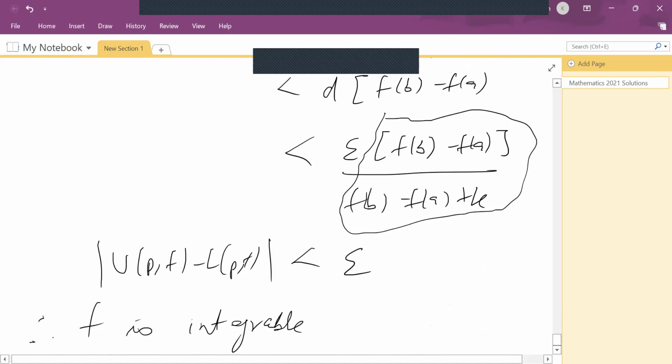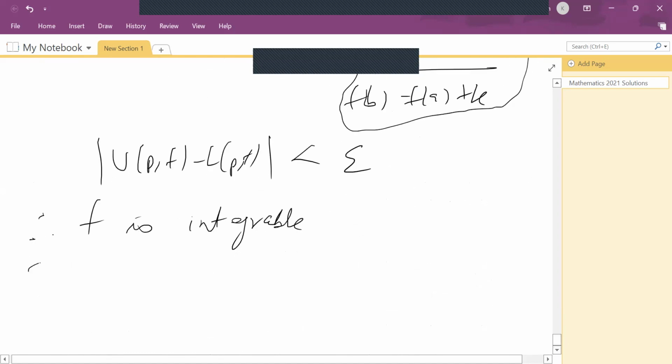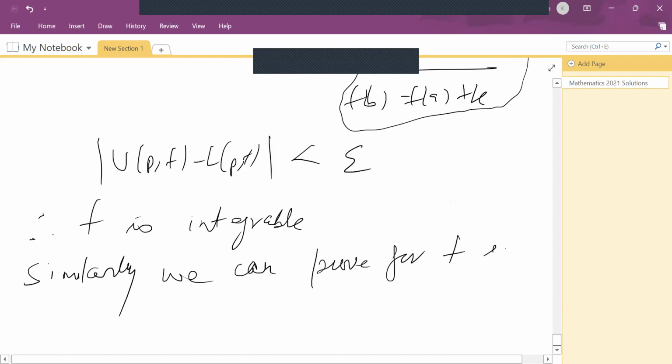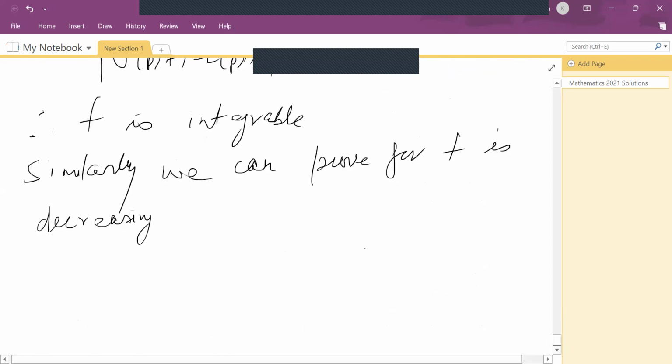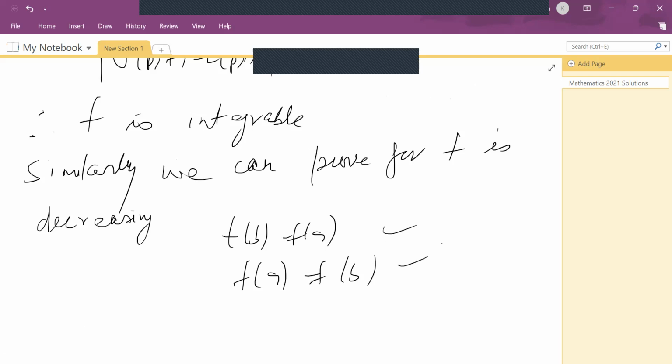So this was for the function increasing. Similarly, we can prove for f decreasing. How will you prove it? Nothing will change, only your norm will change. Instead of f(b) minus f(a), you will take f(a) minus f(b). Rest everything will remain the same, and you don't need to prove both sides. That's a 10 marker question. Just write the line: similarly, we can prove for f decreasing also.